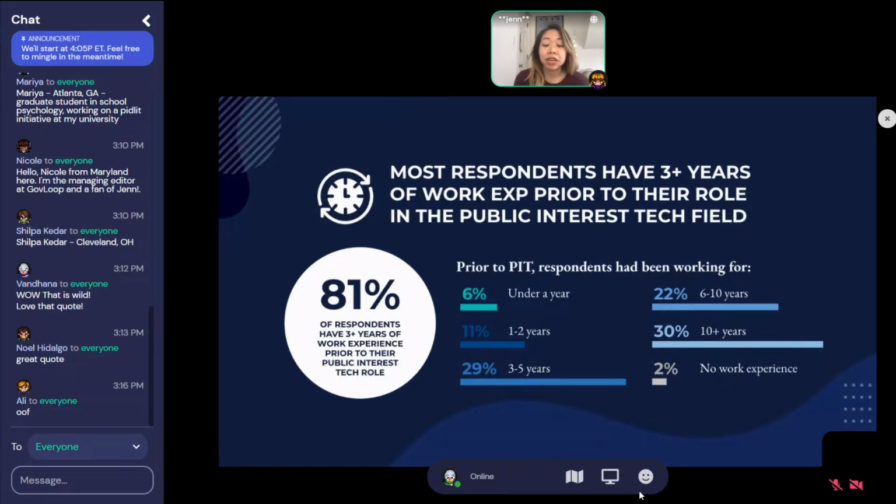We also found that 81% of respondents have 3 or more years of work experience prior to their public interest tech role, which can mean a few things for early career technologists, like students and recent grads. It can mean that the field doesn't have the resources to bring on entry-level employees, that there aren't many junior-level roles available to them, and that students and recent grads just may not be aware of the technical positions available to them in this space.